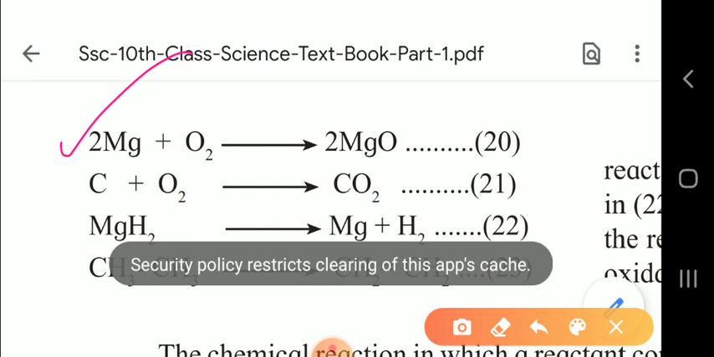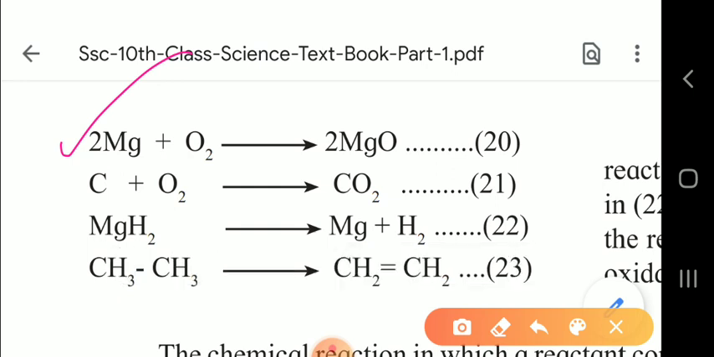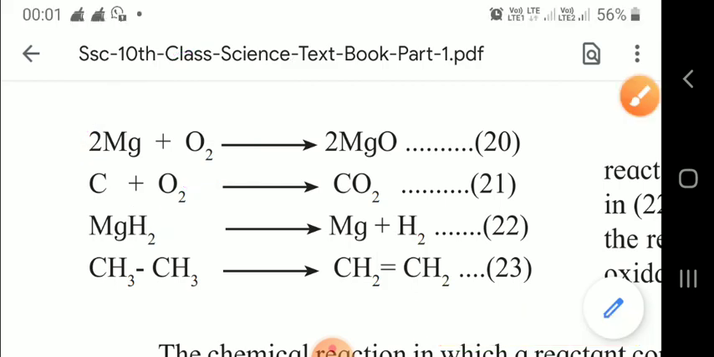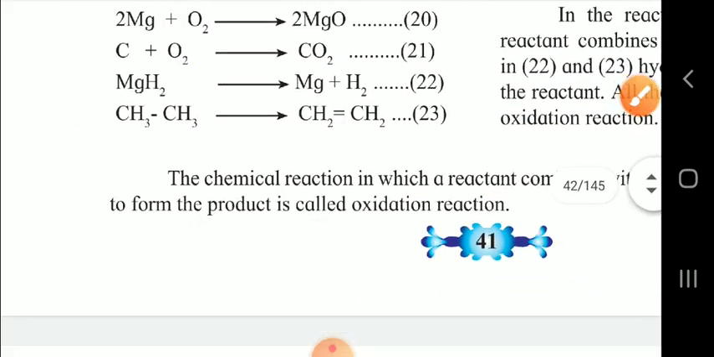Now, here we'll see that in the first two reactions, the reactant combined with oxygen. You have seen here that this oxygen is there. Whereas in the last two, hydrogen is removed from the reactant. So here this hydrogen is removed, and here also the hydrogen is removed. So you can see that the chemical reaction in which a reactant combines with oxygen or loses hydrogen to form the product is called an oxidation reaction. So this point you have to underline.